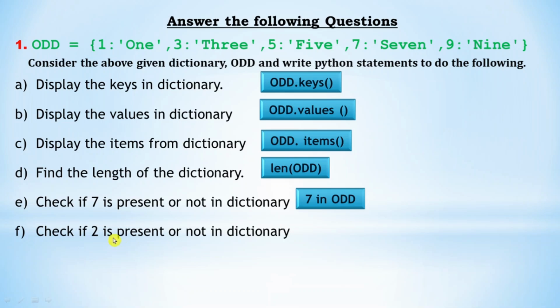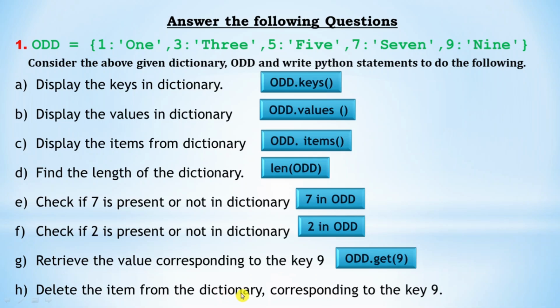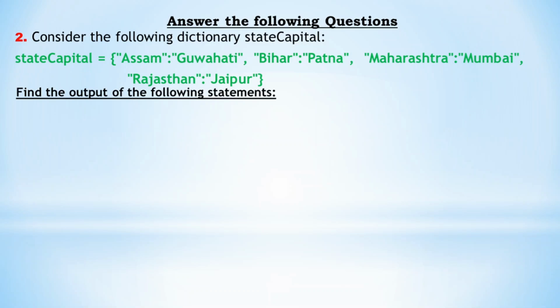Next question, check if 2 is present or not in the dictionary. The statement is 2 in odd. This statement returns false since 2 is not present in the dictionary. Next question, retrieve the value corresponding to the key 9. We have to use the get function, odd.get 9. Next question, delete the item from the dictionary corresponding to the key 9. We have to use the del statement, del odd of 9.